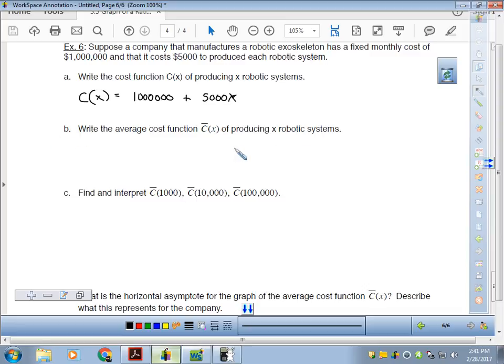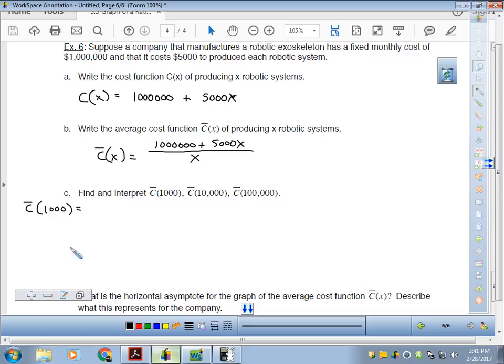Part B asks us to write the average cost function, C bar of x, for producing x robotic systems. Well, to find the average cost, you take your cost function, which is 1 million plus 5,000 x, and then you divide it by how many systems you're building. In this case, we're building x systems, so we divide it by x. All right. Part C asks us to find and interpret C bar of 1,000, C bar of 10,000, and C bar of 100,000. So that means we're just going to be plugging in.